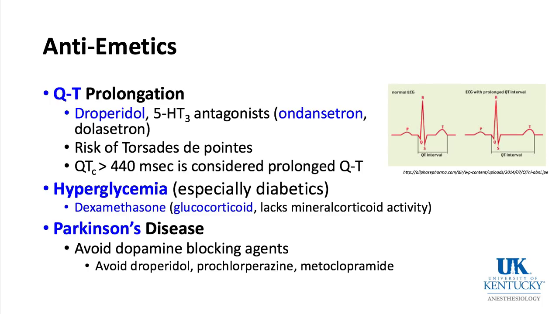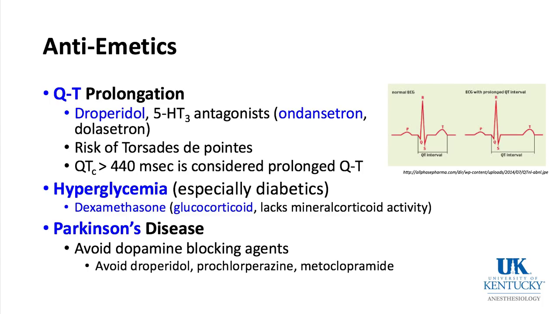QT prolongation, classically with droperidol, but also can occur with 5-HT3 antagonists like ondansetron or dolasetron. If you prolong the QT interval, as shown in the graphic on the far right, from a normal on the left to a prolonged QT interval on the right, if the QT corrected is greater than 440 milliseconds, we say that's a prolonged QT interval, and there's a risk of torsades de pointes. So if someone already has a prolonged QT interval, we think twice about using drugs like droperidol and ondansetron.